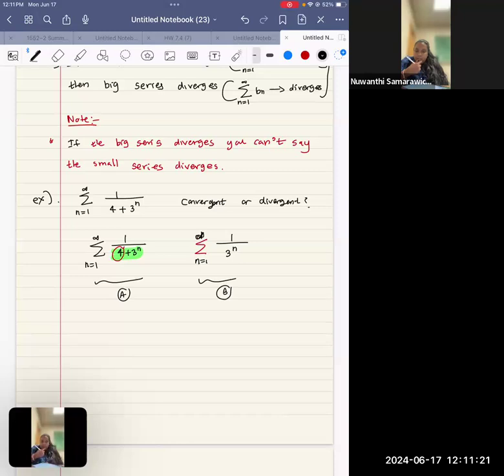A is bigger, B, Mallory says B. What do you think? Others? B is larger, right? Why is B larger? What do you think? What is the reason B is larger?